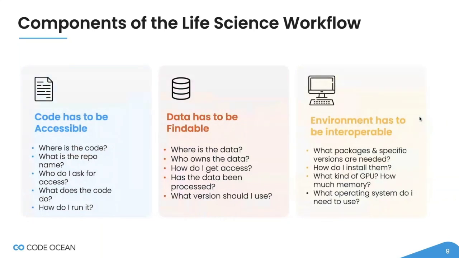So, highlighting by FAIRR, code has to be accessible. This might result in answering the questions: where is the code? What is the repo name? Who do I ask for access? What does the code do, and how do I run it? The full code base has to be accessible in order to actually run the analysis properly end to end.